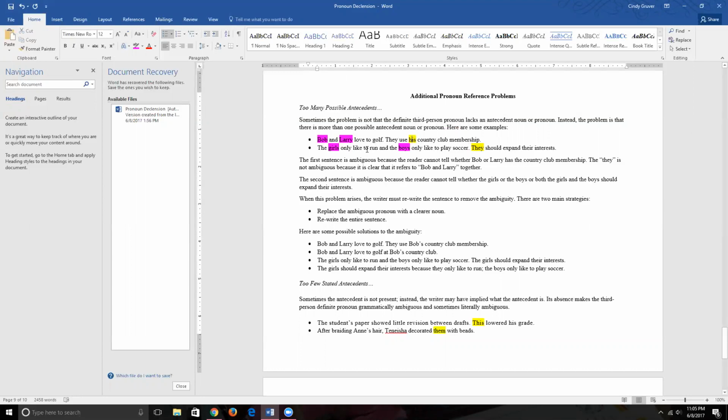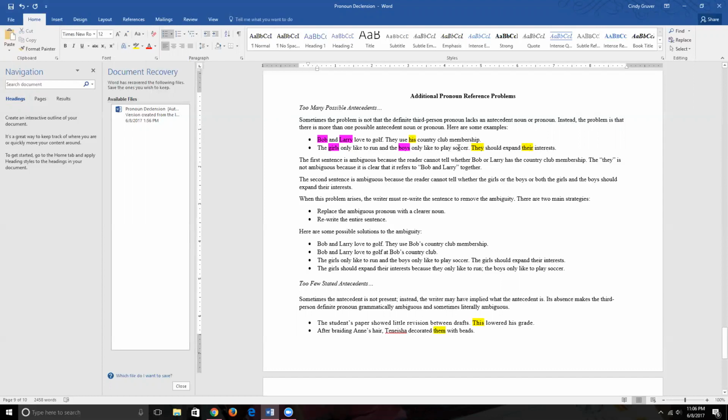Let's look at the next sentence. The girls only like to run and the boys only like to play soccer. They should expand their interests. This is also ambiguous here. We don't know whether it's the girls who should expand their interest or the boys who should expand their interest, or perhaps it's the boys and the girls who should expand their interest. So they is ambiguous and there is ambiguous for the same reason.